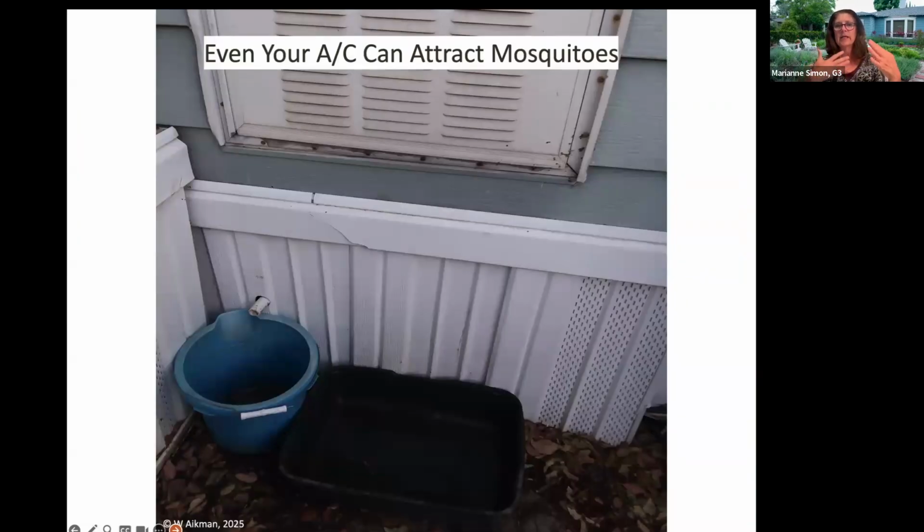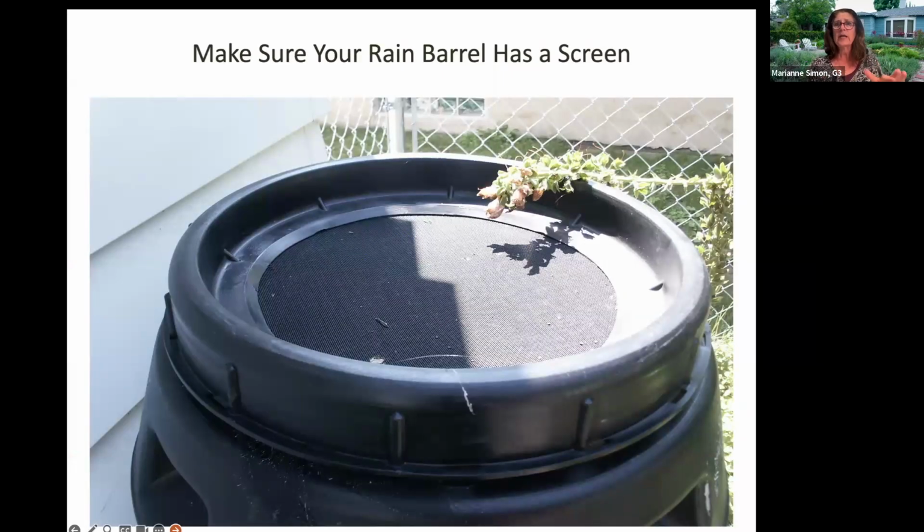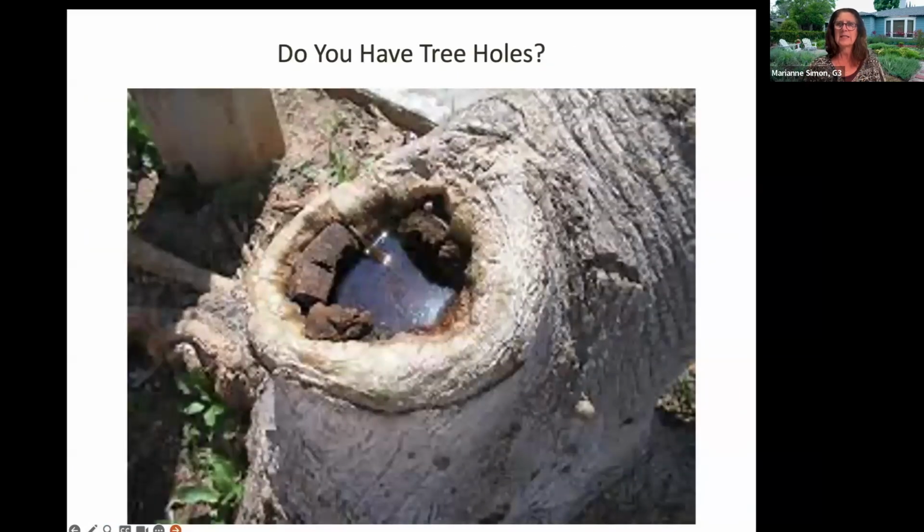This one is the water that is coming out from an air conditioning unit. You've got that moisture that leaves the cooling system, and it's being gathered in a bucket. All of a sudden, we've got standing water there. Check your septic tank for potential cracks or places where the seal has been damaged, because they are, like rats, incredibly able to get into small spaces. If you're going to get a rain barrel, which is a great thing to do, make sure that it has a screen so that they can't get in there and lay their eggs.